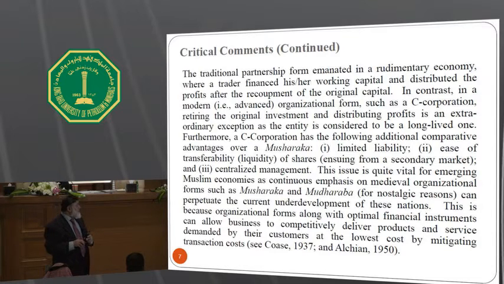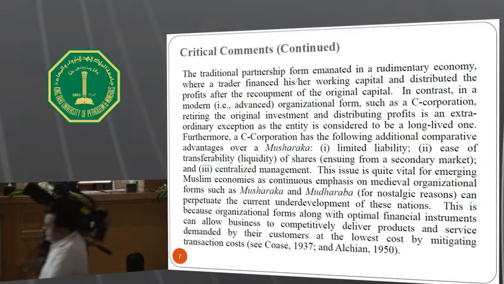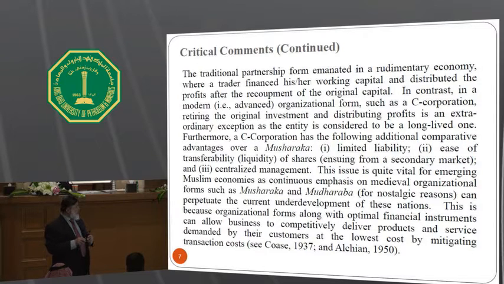This is because organizational forms along with optimal financial instruments can allow businesses to competitively deliver products and services demanded by their customers at the lowest cost by mitigating transaction cost. It was a classic paper by Coase and Alchian early on. Coase was 1937, Alchian was 1950.